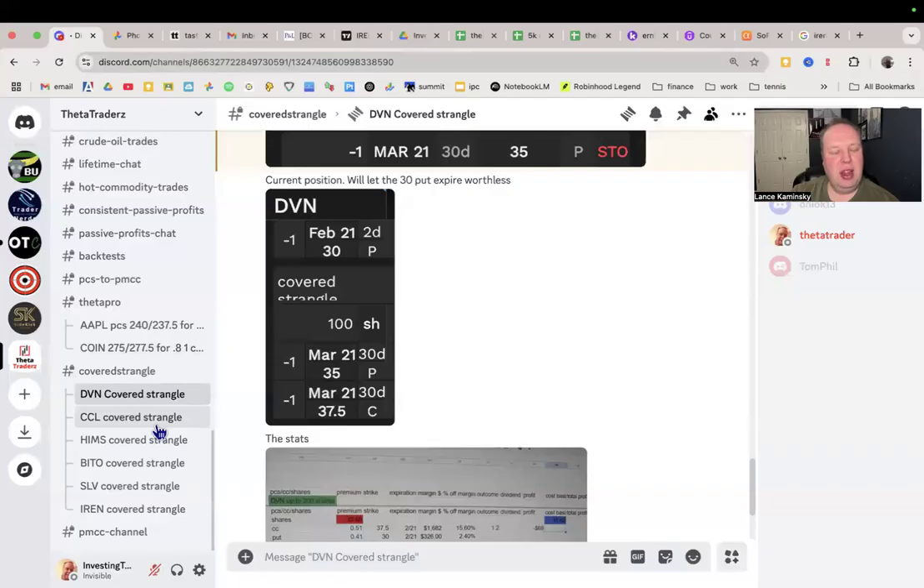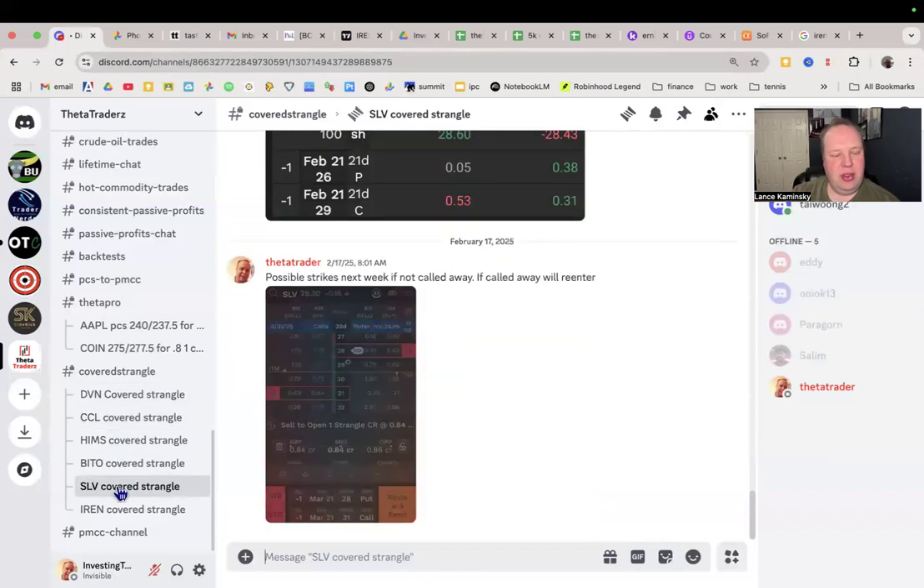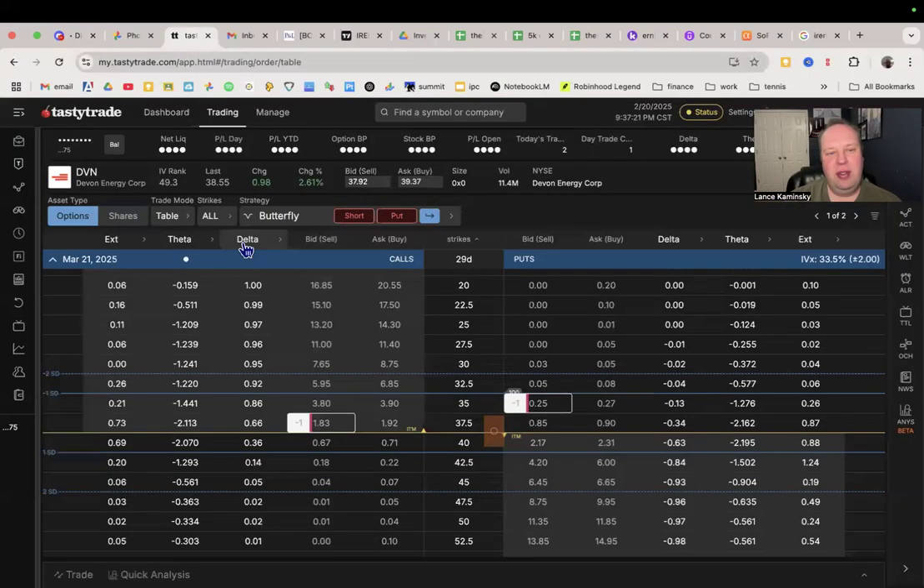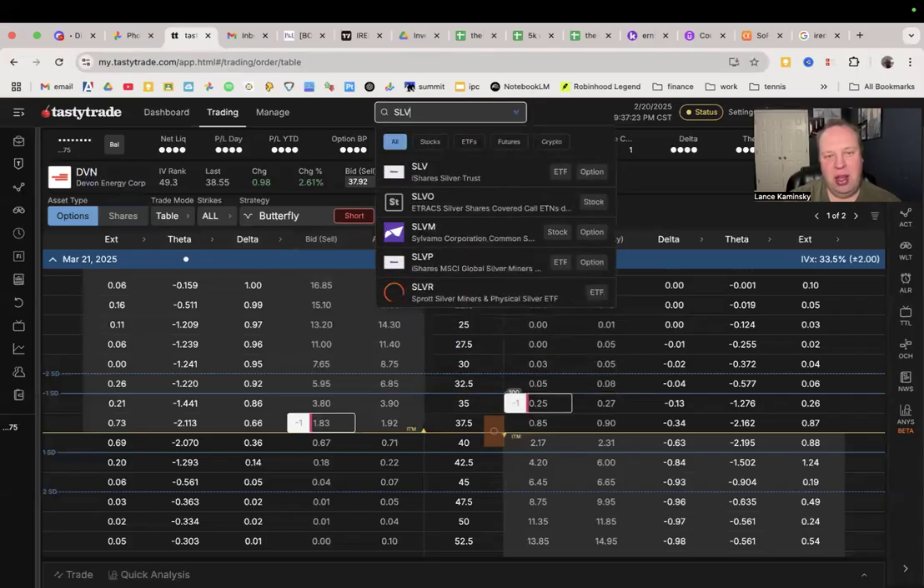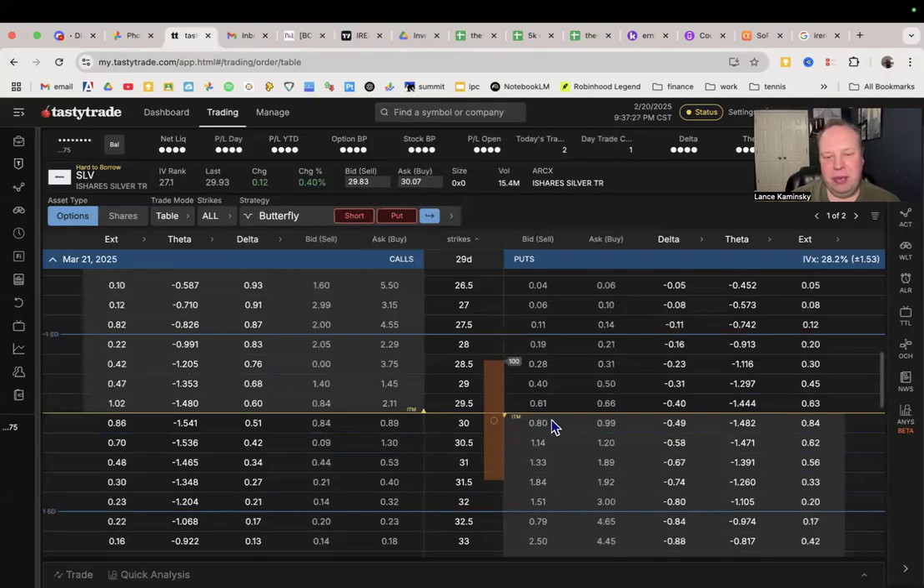The stocks that have lowish implied volatility are DVN, CCL, which is pretty low, and silver, which is pretty low. I would recommend silver as practice for pretty much anyone starting out on this, because it's not going to move much at all. The premiums aren't a ton either, but it usually won't have very dramatic movements.